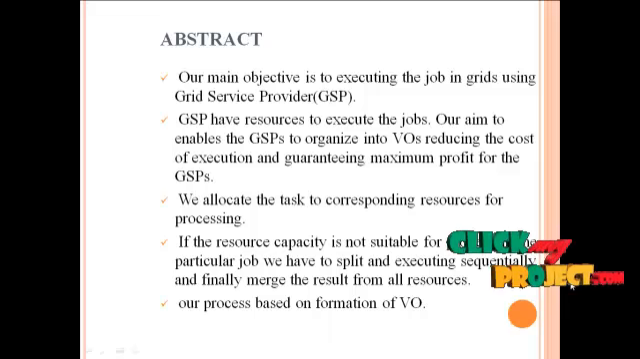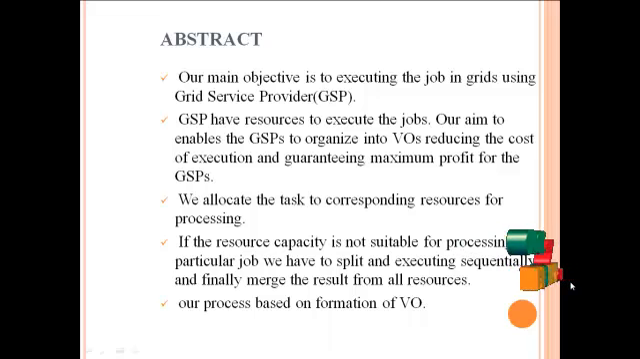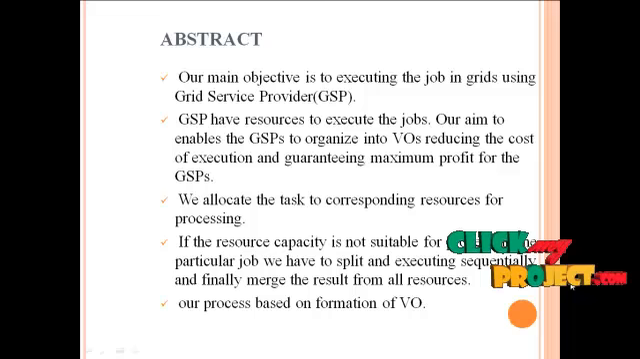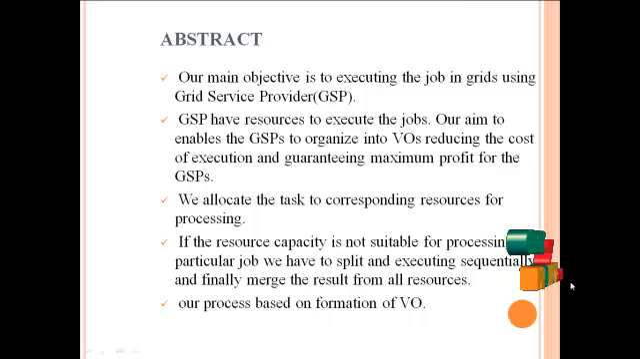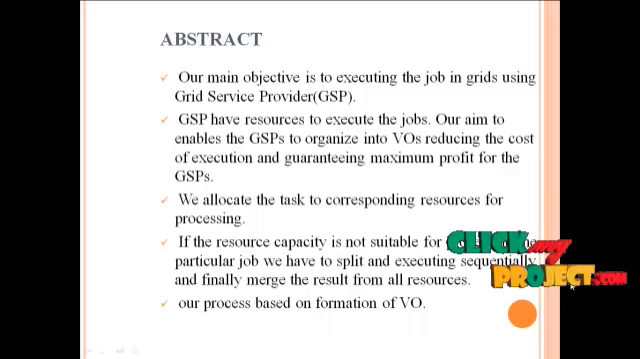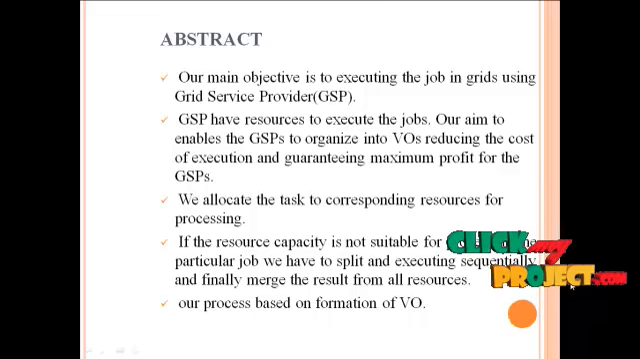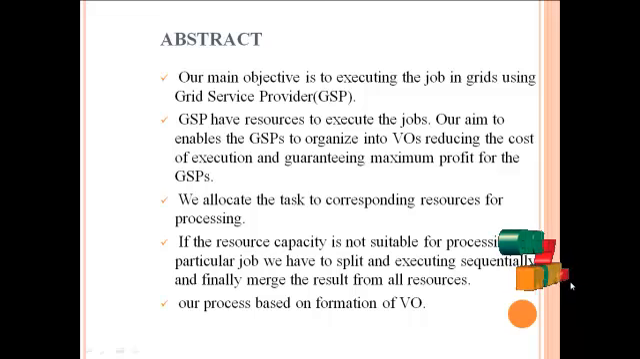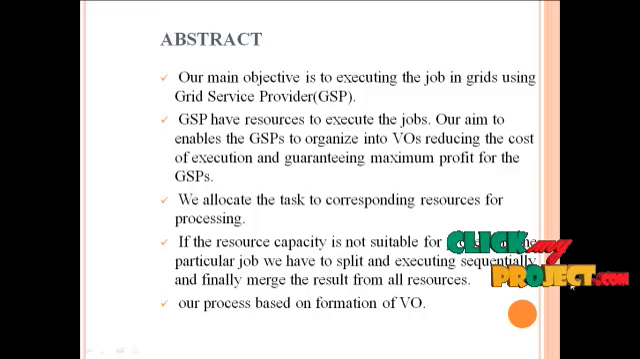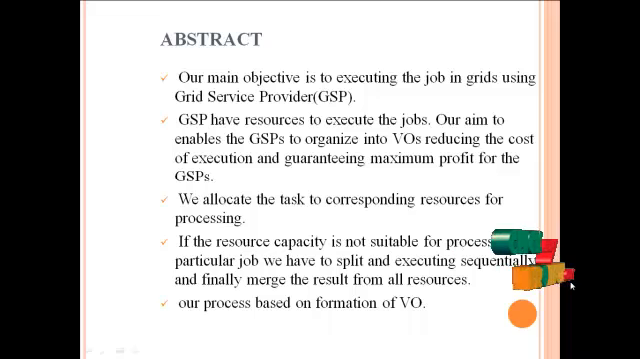In our project, we have three resources: Resource 1, Resource 2 and Resource 3. Each resource has a capacity for execution and a cost for execution. When an incoming job comes into our process, the GSP analyzes the job and checks whether the job can be executed in a resource or not. If the capacity is available for execution, the GSP allocates the job to the available resources.